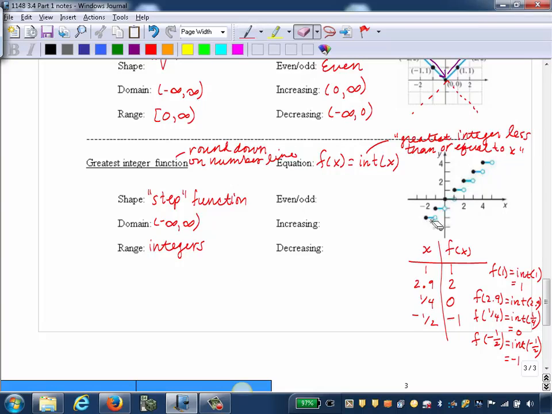Now, as far as even and odd, be careful with this. It kind of looks like it has a diagonal increasing pattern, where if you rotated the paper 180 degrees, you'd have the symmetry. But if you look really closely, each step has a filled-in circle on the left and an open circle on the right. If you were to rotate this 180 degrees, that would swap. So then it would be an open circle on the left and a closed circle on the right. So it is actually not even or odd.